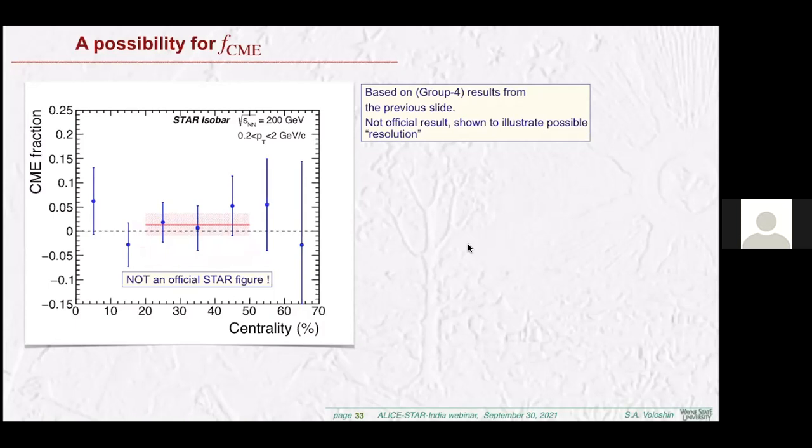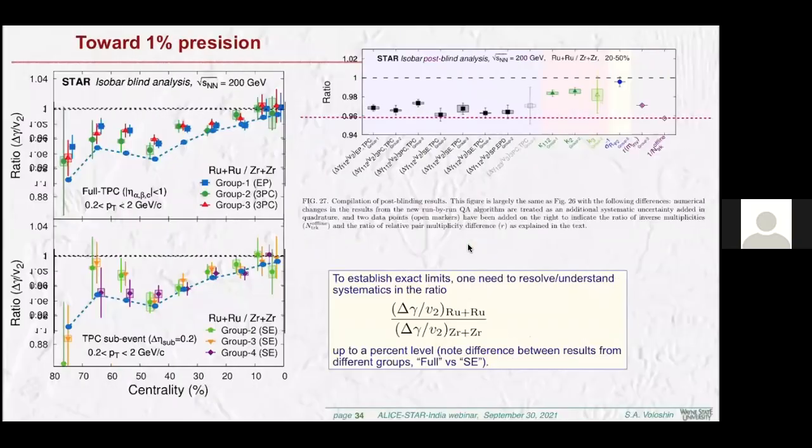But we didn't go, it was not announced, I mean, it was not, say, predefined, but there is also another reason, because right now it's clear that the signal is very close to 0, and in fact, to make this scaling, you have to think a little bit more, and to establish these exact limits, you need to understand the systematics.